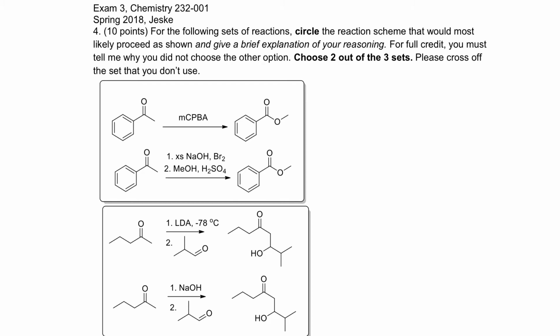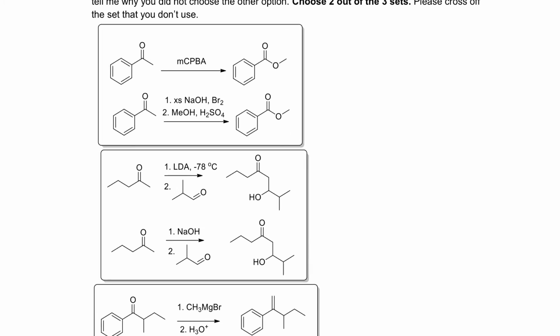Okay, next page is the better choice questions. So let's look at these. The first one looks like we're trying to make an ester out of acetophenone, out of a ketone. We can either use MCPBA. Remember that will react with ketones and aldehydes. This is the Baeyer-Villiger reaction. And that will insert oxygens between those carbon-carbon bonds. Remember the migratory aptitude. The phenyl ring is much more likely to migrate than is the methyl.